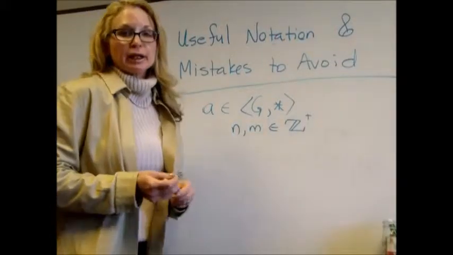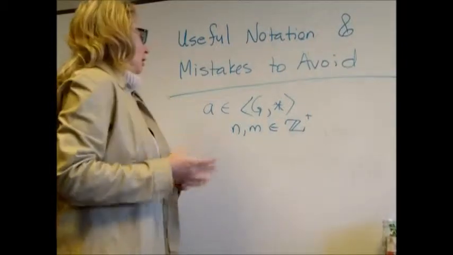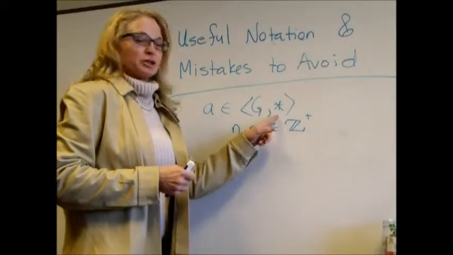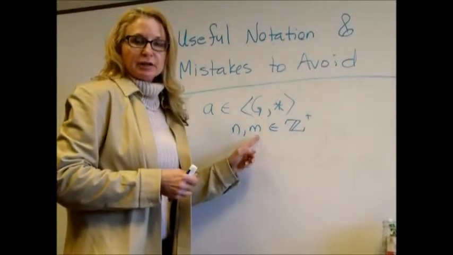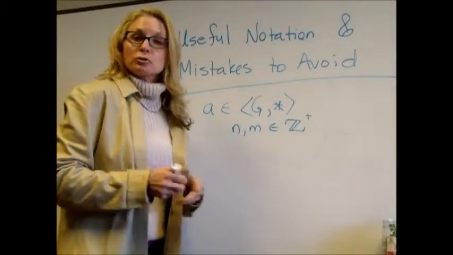Now we're going to look at some useful notation in groups and mistakes to avoid. Suppose that a belongs to a group G with operation star, and let n and m be positive integers. Then the exponential notation you're used to really works with groups too.